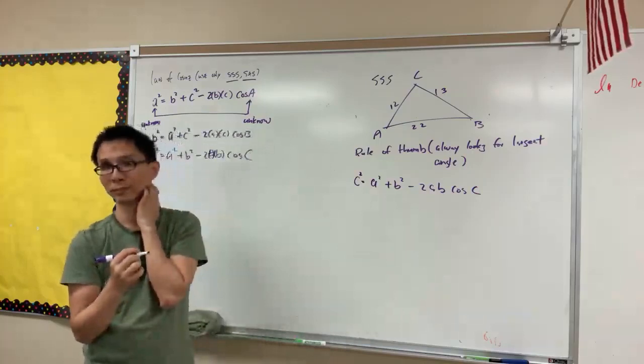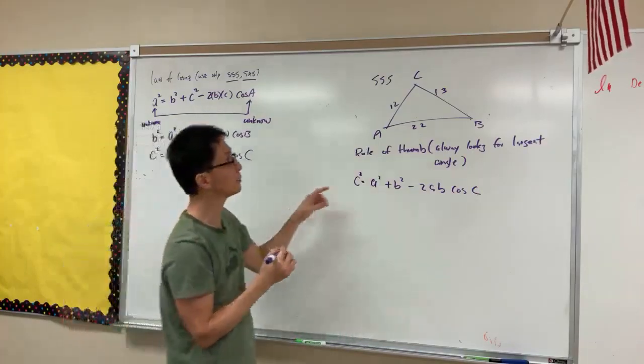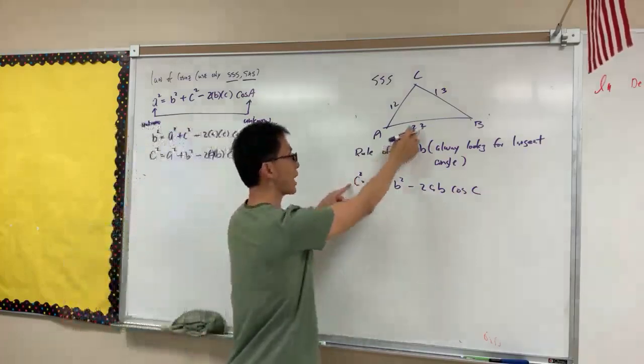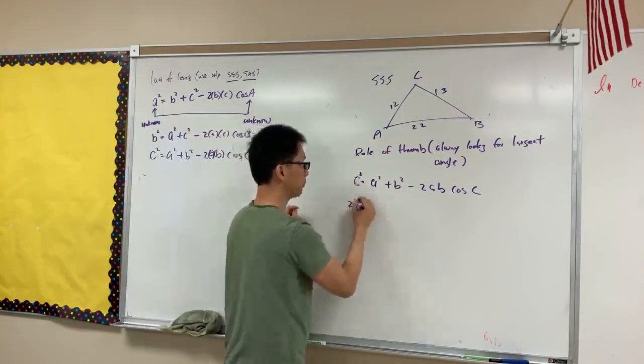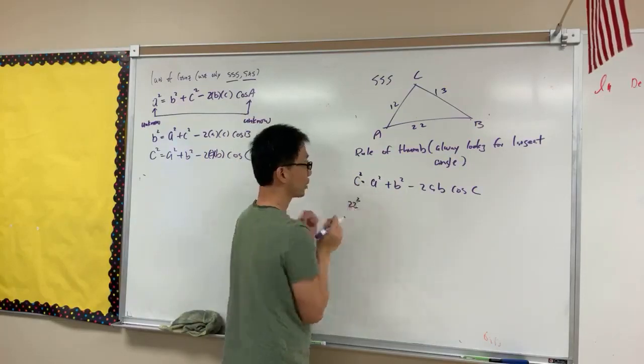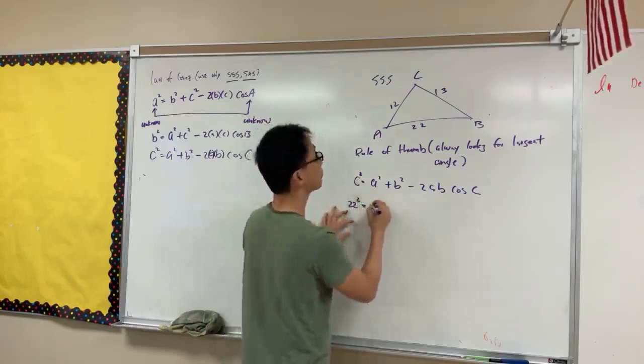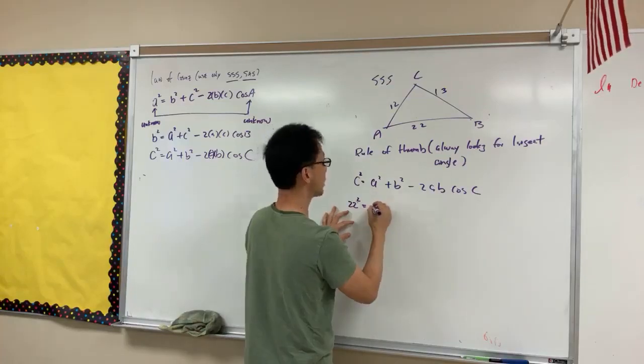Because C is the biggest, the longest. Okay, and we have side C, so this side is 22. 22 squared is equal to side A, which is 13 squared.